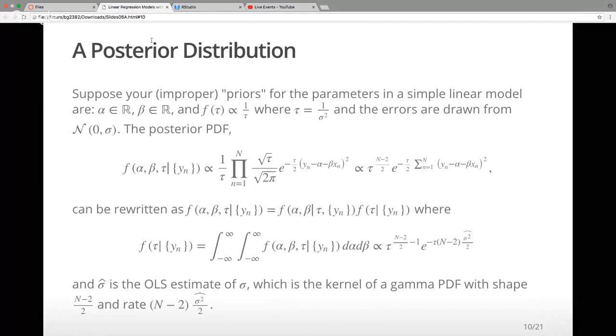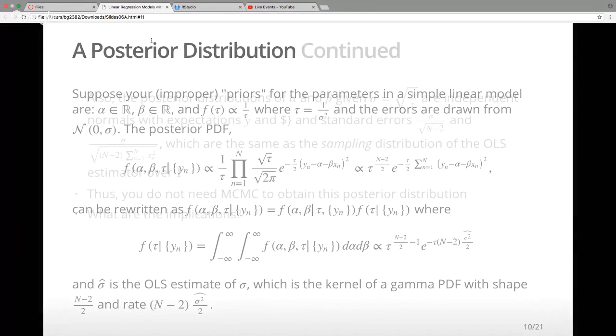And if you look at this, you can recognize it as the kernel of the gamma PDF that we just got through talking about, with shape (n minus 2)/2 and rate (n minus 2) times sigma squared hat divided by 2. So you can actually write the posterior distribution of tau in terms of the OLS estimated error variance, like this. So this implies the posterior PDF for tau is a gamma distribution. It has a name. We have that.